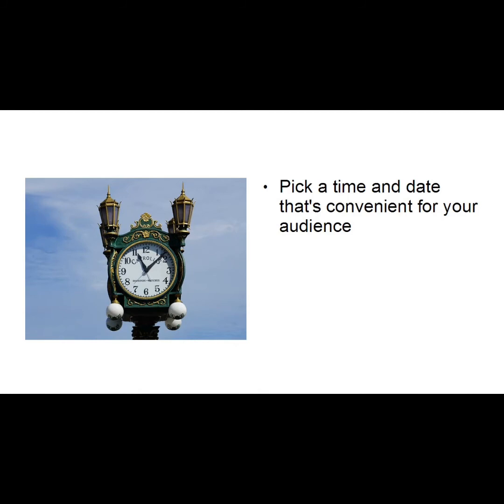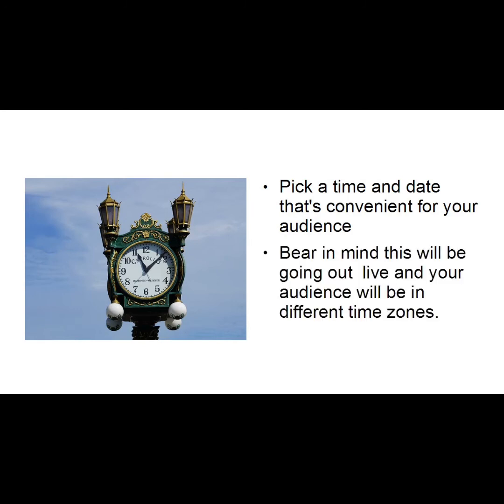You also need to pick a time and date that's convenient for your audience. Now, bear in mind, this is going to be going out live and your audience is going to be in different time zones. Of course, if you're aiming this at people who are all in one country, then that is probably easier than aiming it at a global audience. So, for example, if you're in the continental US, you've only got 4 time zones to worry about. If you're in the UK, you've only got 1 time zone to worry about. Whereas if you're going for a global audience, then you've got 24 different time zones to worry about. So you do need to make sure that you are going out at a time that your audience can tune in and watch.